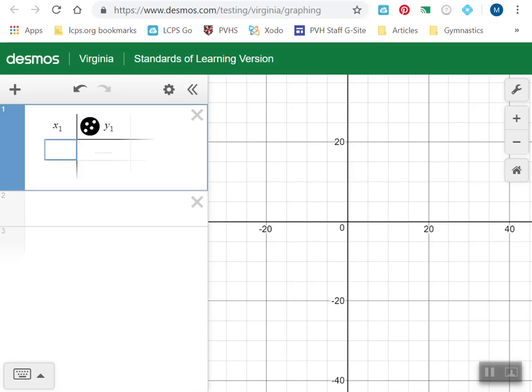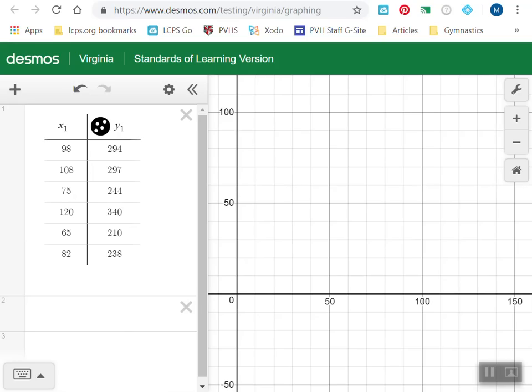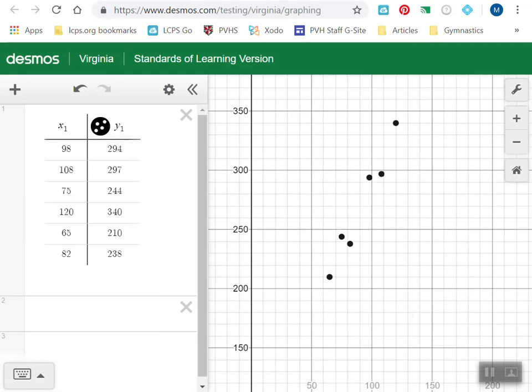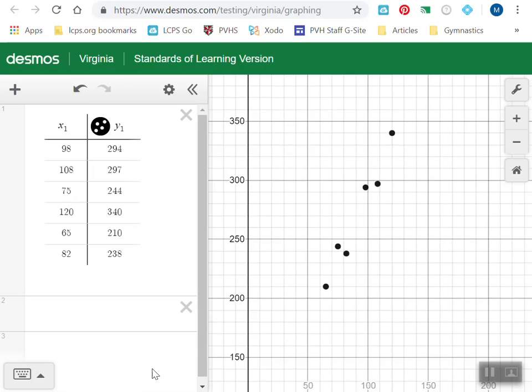The first column represents the first column in this table, the x values, and the second column represents the second column in this data, or the y values. So, after we have typed our data in, we need to zoom in or zoom out until we can see our scatter plot. You can see that this data basically forms a line. So in the second line of Desmos, we need to type our equation for the line of best fit.